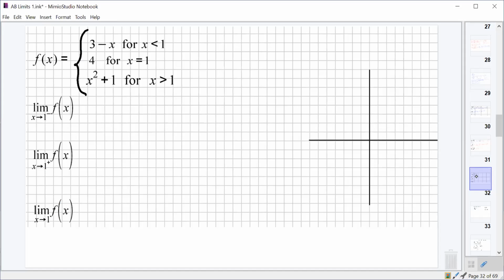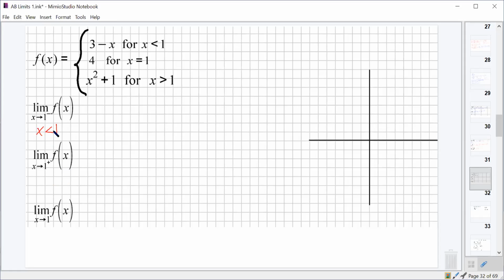Conceptually, everyone good with what we're doing? Okay. So we're going to do it algebraically first, then we're going to just graph this and see what it looks like also. So if we're looking for the limit as x approaches 1 from the left of f of x, that's telling us that x has to be less than 1, right?